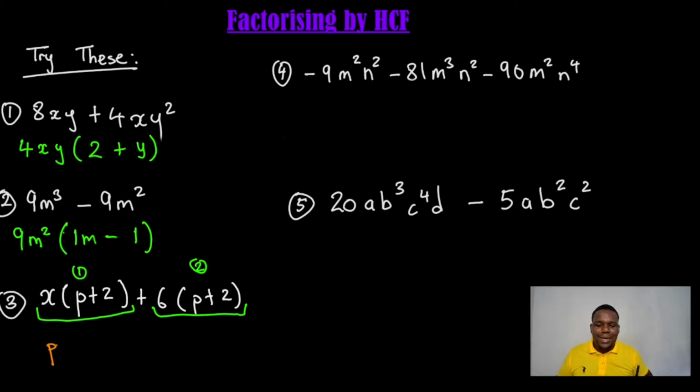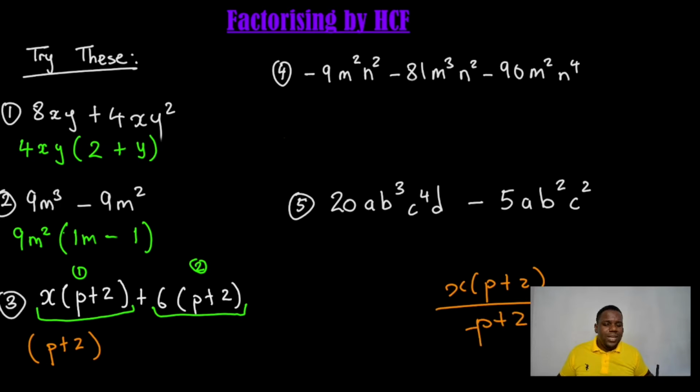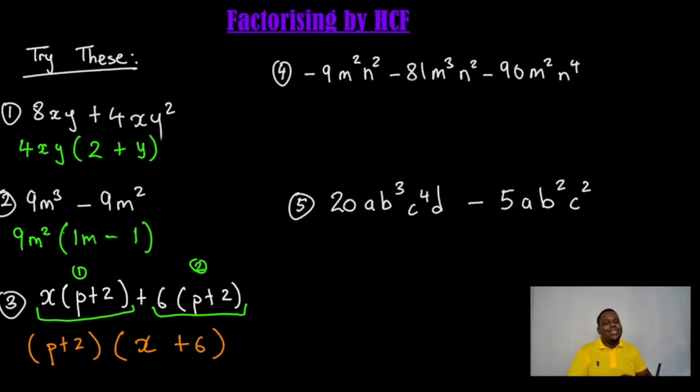So the p plus 2 is common to both. So that would be the highest common factor. And all you're doing is dividing both terms. So the x bracket p plus 2 by the p plus 2, and those just cancel, and we're left with an x. And for the second term, p squared in p plus 2 into our second term would leave us with a plus 6. All right, so let's move to number 4.